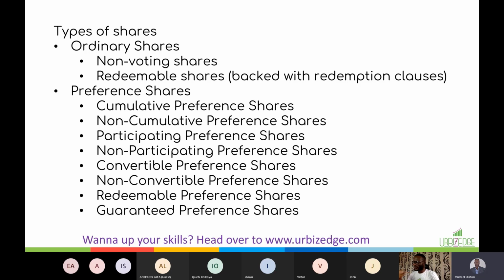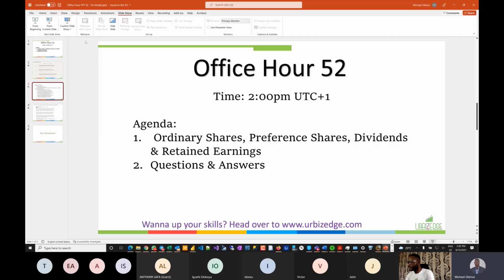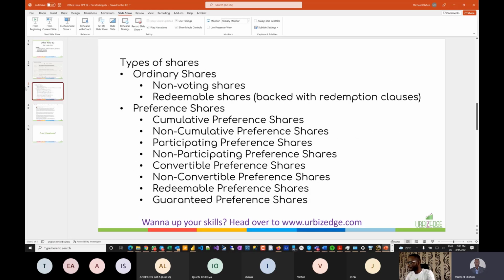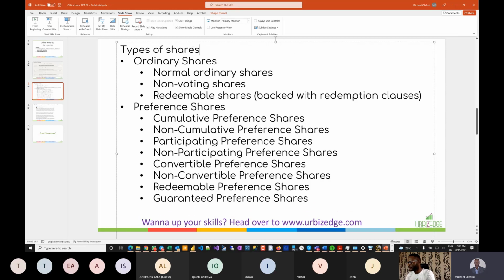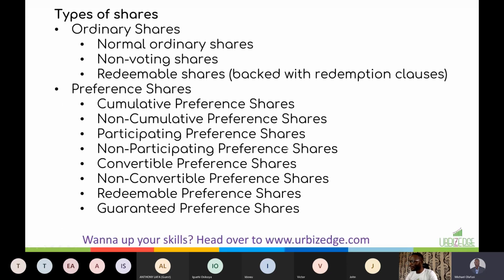Okay, so for ordinary shares, there are three types. Let me quickly modify this. There are actually three. So there's, let me call it, the normal ordinary shares. Let me use the opportunity to move this up and make this bold. Good, apologies for that. If you have any question, you can chime in and let me know. So there's the normal ordinary shares. If you incorporate a company, that's what it is.